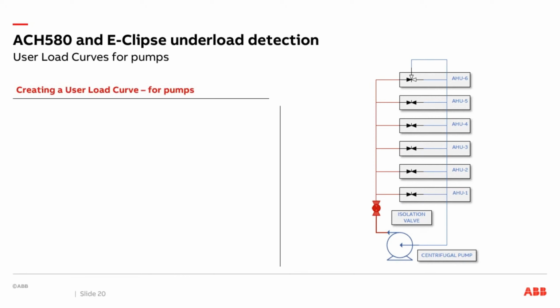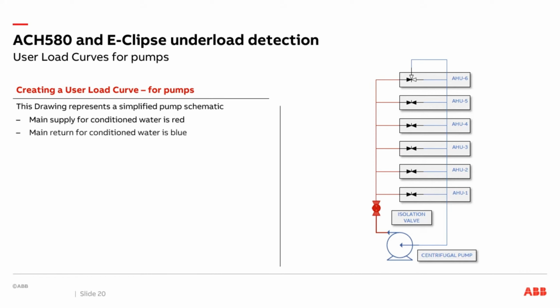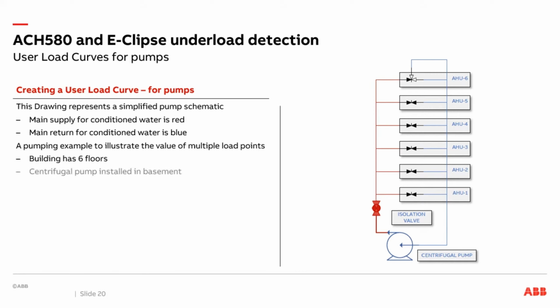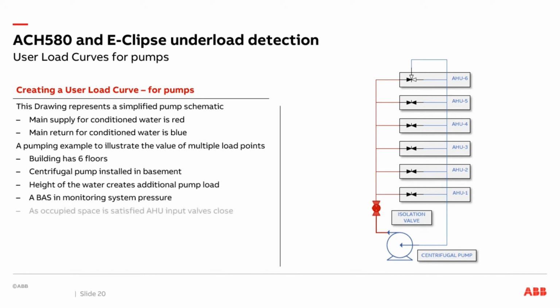Here is a more realistic scenario. A centrifugal pump supplies conditioned water to air handling units on all 6 floors in the building. The pump is in the basement, and the height of the water column creates some additional work for our pump. Under normal conditions, a building automation system is monitoring pressure, and when the temperature zones are satisfied, input valves to each air handling unit begin to close.